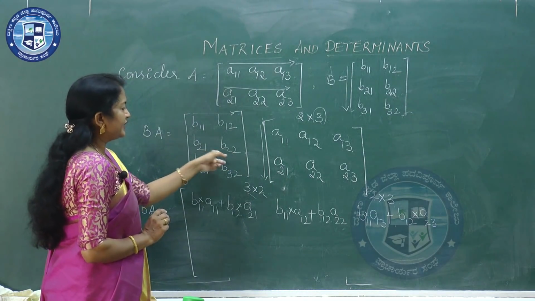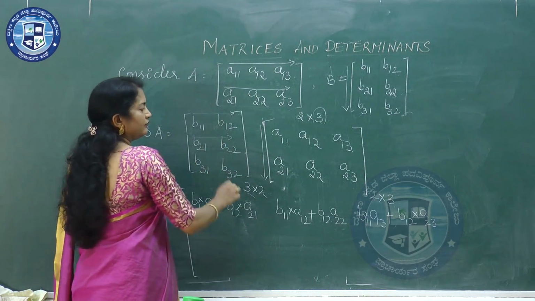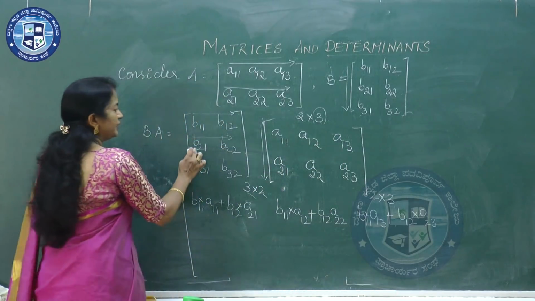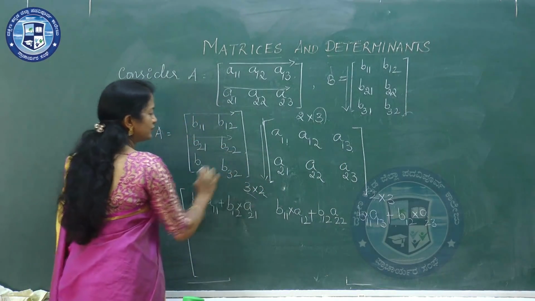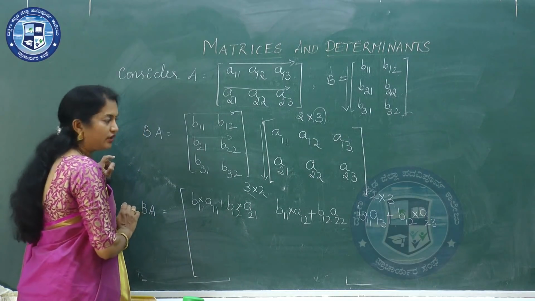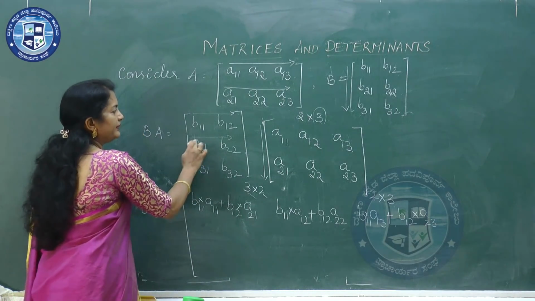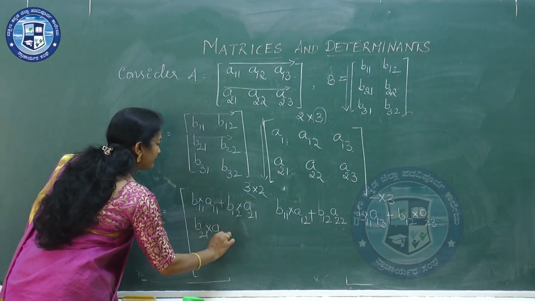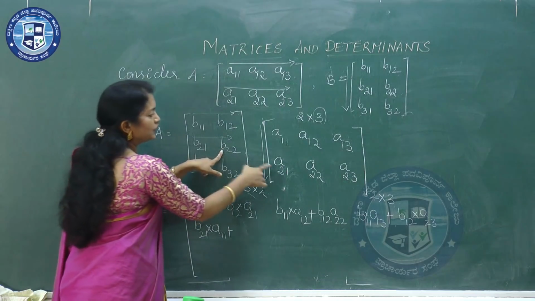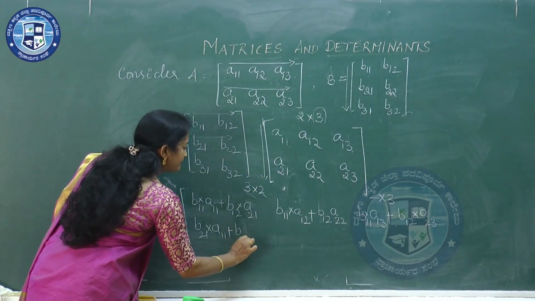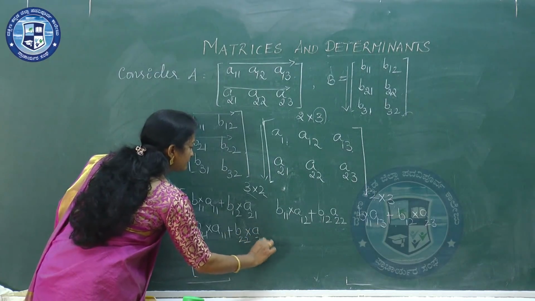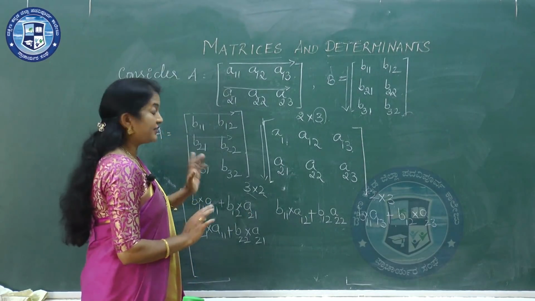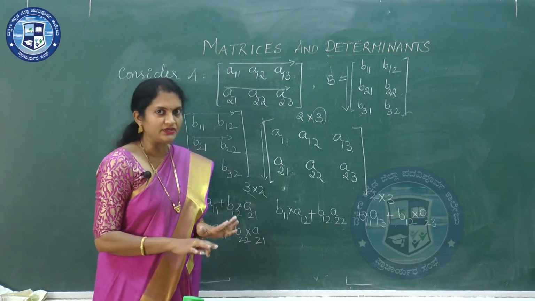When we choose the second row, we will be multiplying all the three columns with the second row. So first we choose the first column to get the first element in the second row. B21 into A11 plus B22 into A21. So second row, first column multiplication is over.